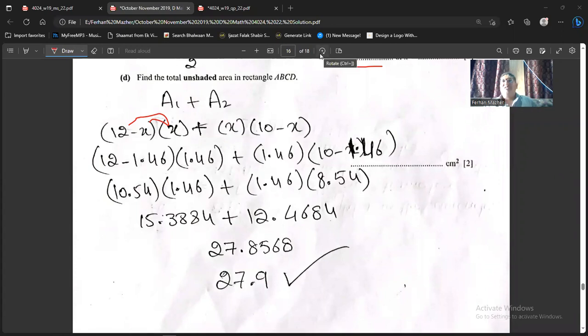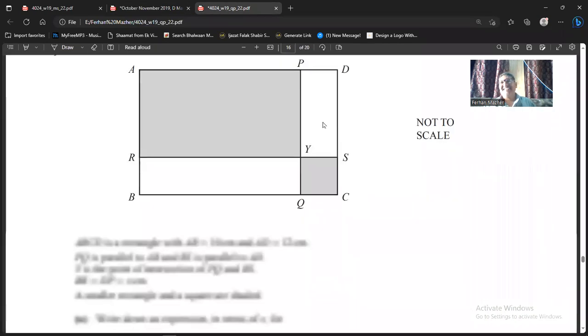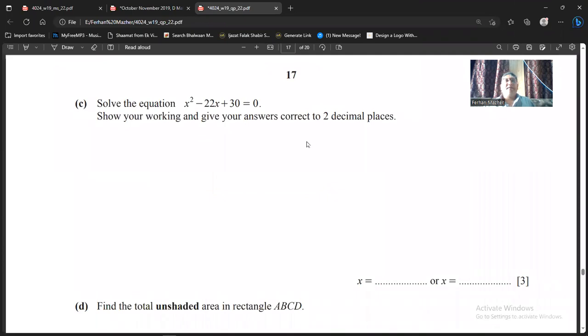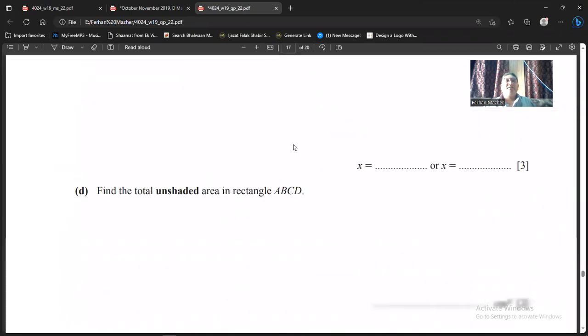The light is gone. Load shedding in Pakistan. Okay. We are done with these.